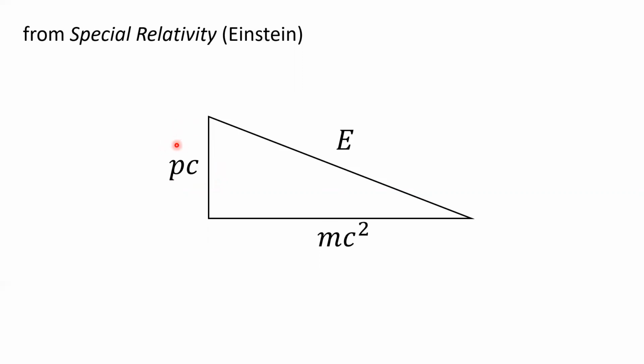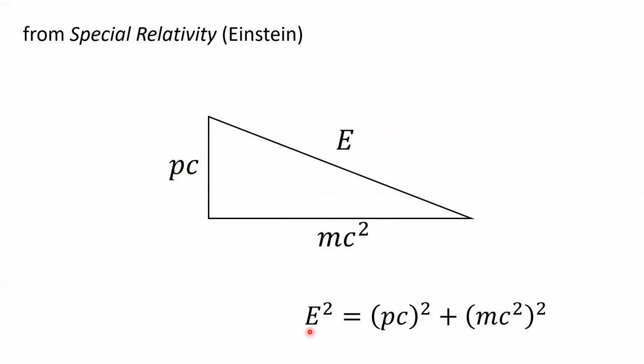Okay, so I drew a right triangle because everybody knows the Pythagorean theorem. If you can remember this triangle, and it's easy, right? pc, just think politically correct, or personal computer, and then mc squared, everybody's heard that. Those are the two sides of your right triangle. The hypotenuse E is the total energy. There it is. It's just like c squared equals a squared plus b squared.